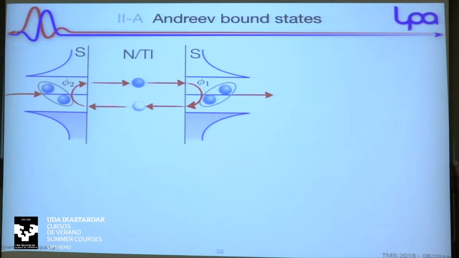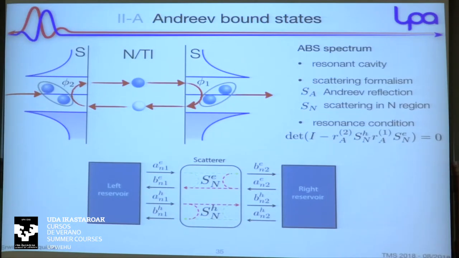Well, naturally, you form some kind of cavity where there's reflection on one side and reflection on the other side. So it's a little bit like a Perot-Fabry cavity. And because there's a cavity, there are also resonant modes in this cavity, which you can find, for example, in a scattering formalism, where you just say that the electron here has to go through this normal region where there can be scattering. Then it has to follow some kind of Andreev reflection on that side. Then it can be scattered as a whole. Then it's reflected again. And if you want this to build a resonance state, then you need to have this cycle be equal to identity. And this is how you end up having this equation to find the Andreev bound states. There are other ways to derive Andreev bound states, but this is maybe the simplest one.